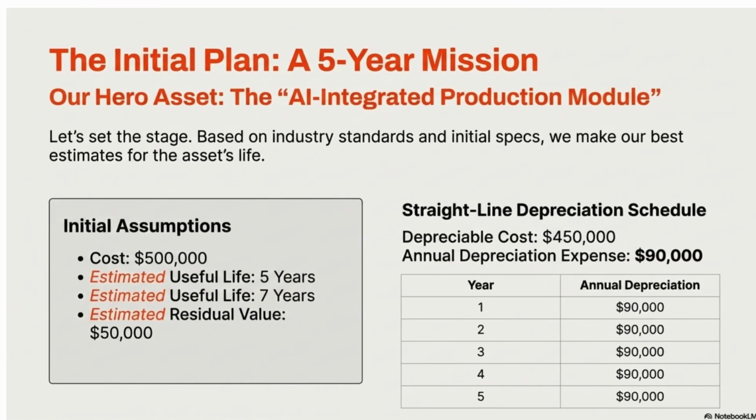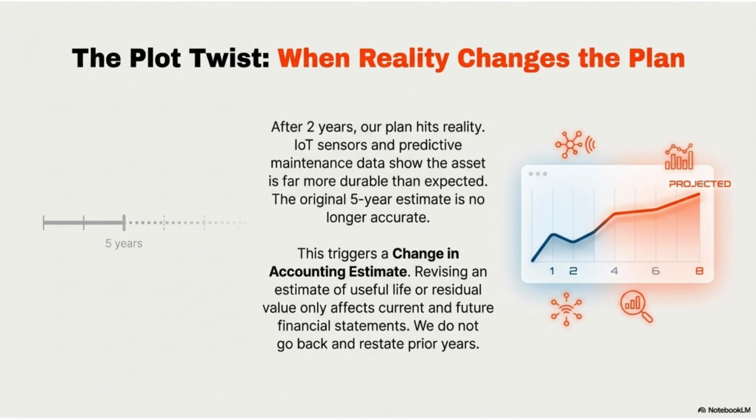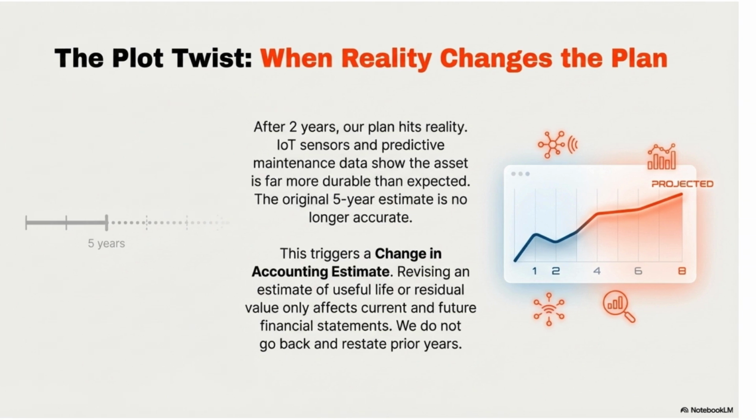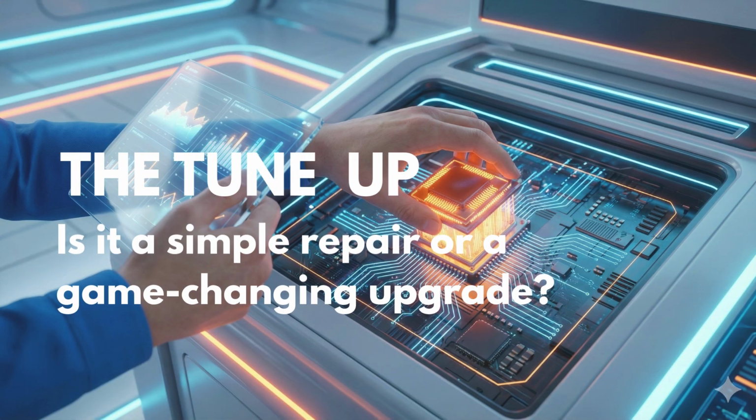And what if, based on new data, you realize the asset is going to last 7 years instead of 5? Do you have to go back and fix the old reports? Never. We treat a change like that as a change in an accounting estimate. We just use the new updated figures to calculate depreciation from today moving forward. So past reports stay as they were. Right. It ensures historical reports remain reliable while still reflecting the new operational reality.